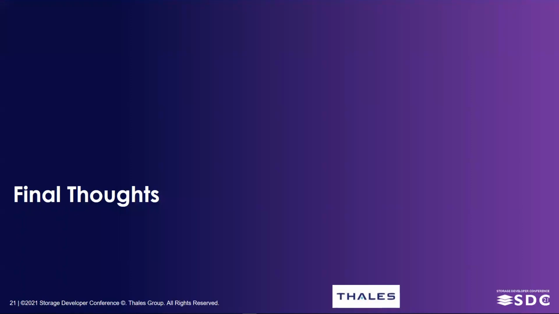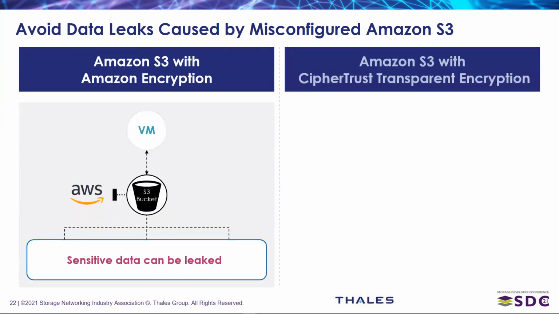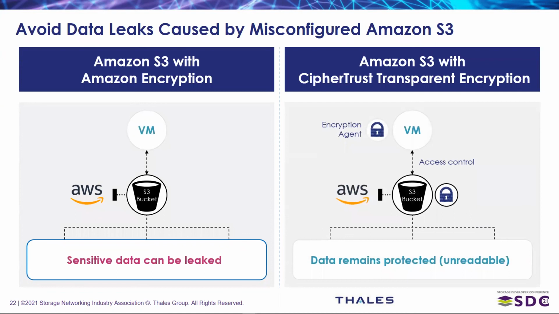Okay, we're nearing the end. So some final thoughts. Once again, if your S3 bucket is poorly configured, your data can potentially leak out even if it's encrypted with AWS server-side encryption. On the other hand, with CipherTrust Transparent Encryption, your data remains encrypted if your bucket is misconfigured and leaks out. In addition, the enhanced protection of the end-to-end access control brings an additional level of protection against potential ransomware attacks.